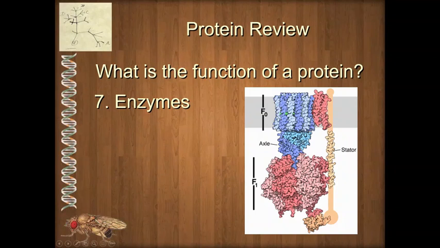This is a diagram of a very complex enzyme called ATP synthase that helps to add the third phosphate group onto ADP to make ATP, which is the short-term storage molecule, right? So that is a very, very critical function, but there are many, many, many other enzymatic functions.